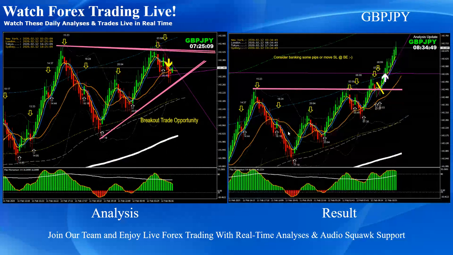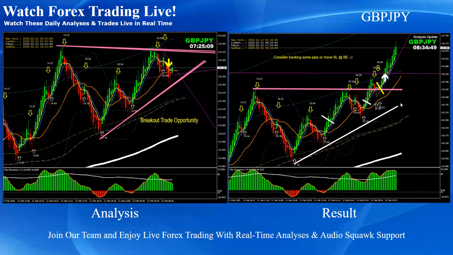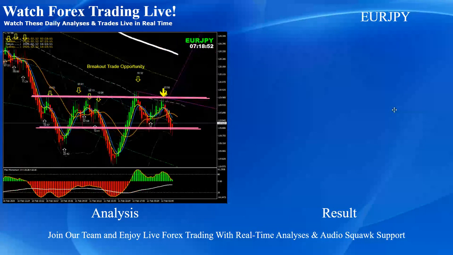Pound yen, as we seen in the previous analysis, we had this breakout long trade and the pullback long trade, and then we update our analysis as the price moves. As you can see, we developed another triangle pattern, and even the price broken after the breakout. We had a pullback, beautiful long trade. We had another one on pound yen.